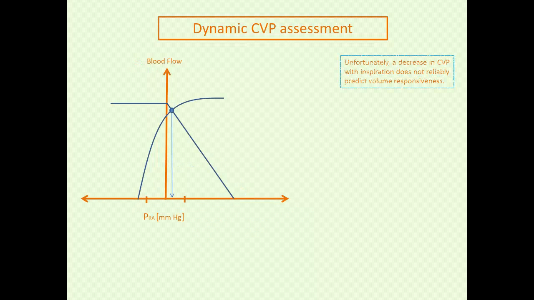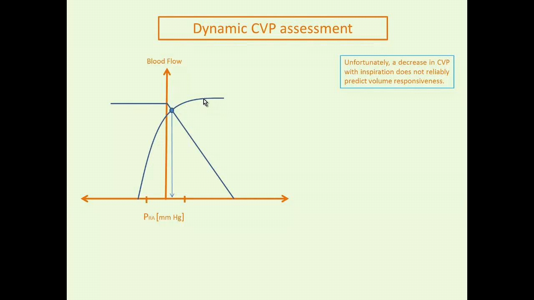Okay, so a little bit more about dynamic CVP assessment. If the lack of change of CVP during spontaneous inspiration is a marker of volume intolerance, can we say that a change in CVP during spontaneous inspiration is a marker of preload responsiveness or volume responsiveness? And unfortunately, the converse is not true, and it probably has to do with this gray zone of the cardiac function curve where it's transitioning from quite obviously being on the ascending portion to moving towards the plateau portion.